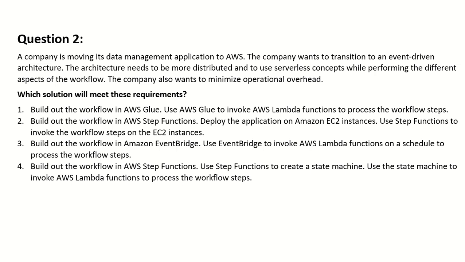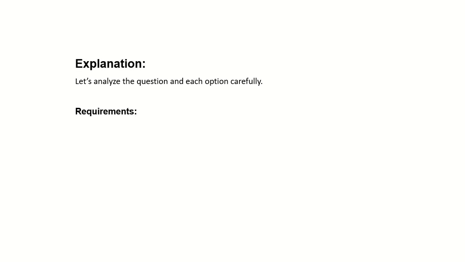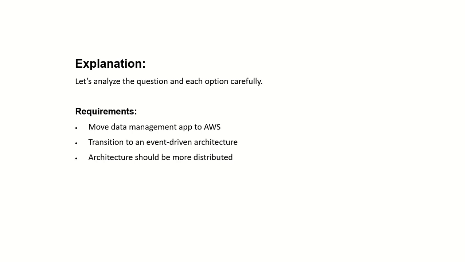Option 4 says build out the workflow in AWS Step Functions. Use Step Functions to create a state machine. Use the state machine to invoke AWS Lambda functions to process the workflow steps. So let's take the explanation. What is the requirement? You have to move data management apps to AWS and transition to an event-driven architecture. The architecture should be more distributed and use serverless concepts, as we have seen in the question, and minimize operational overhead.